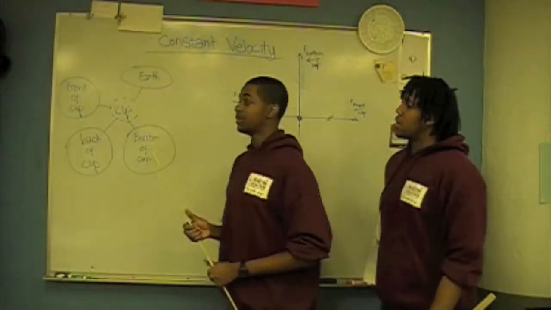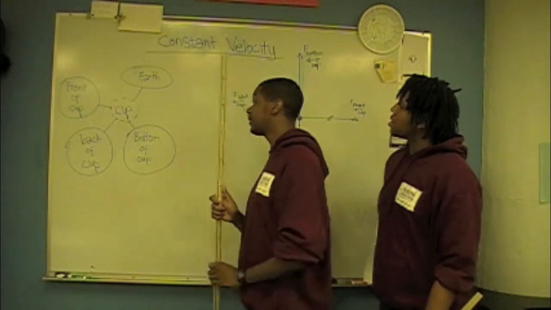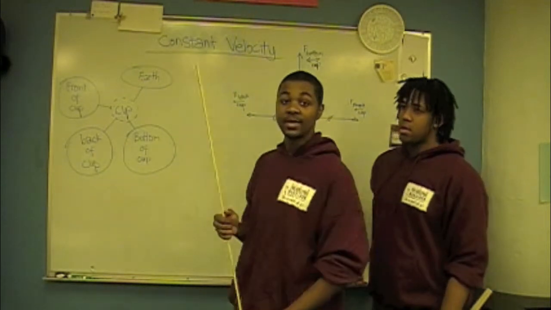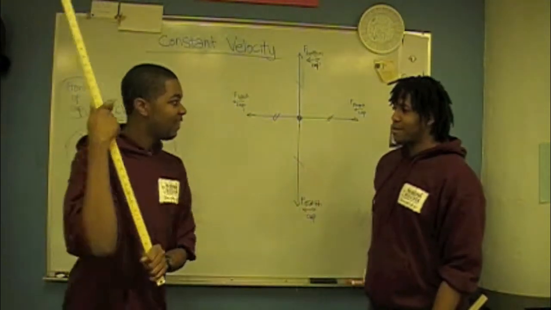Alright, so here are all of our forces acting on the cup for a train going at a constant velocity. They are the same: the front, back, and bottom of the cup, and Earth representing gravity. Ryan, please further explain that.